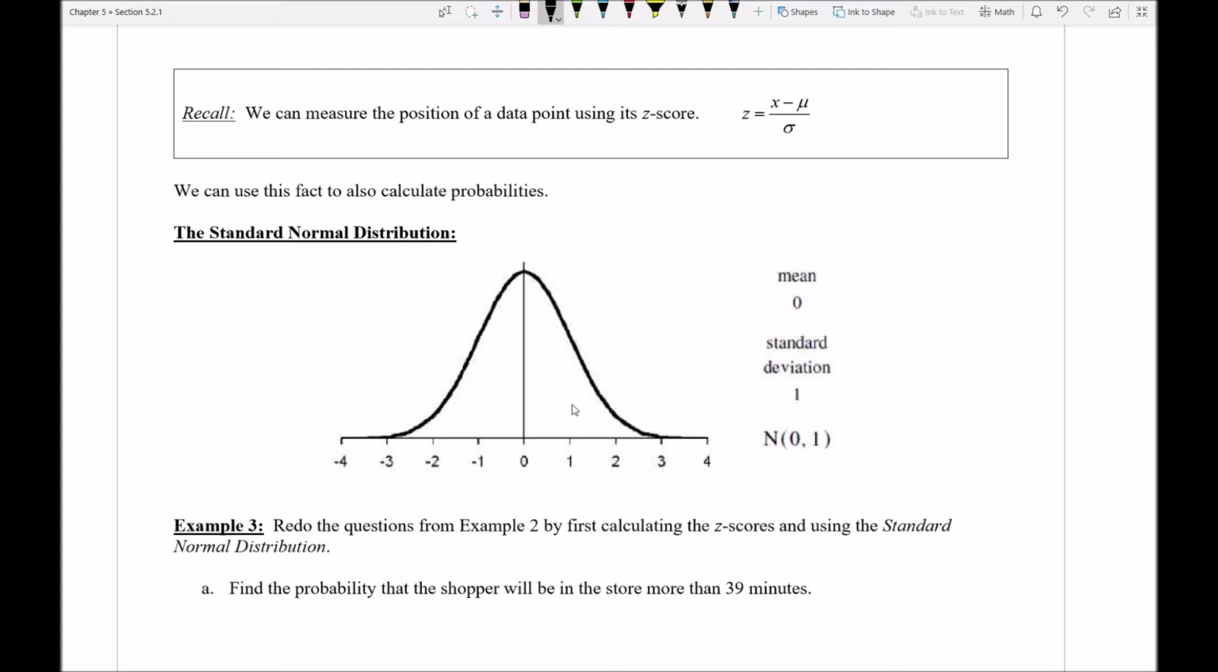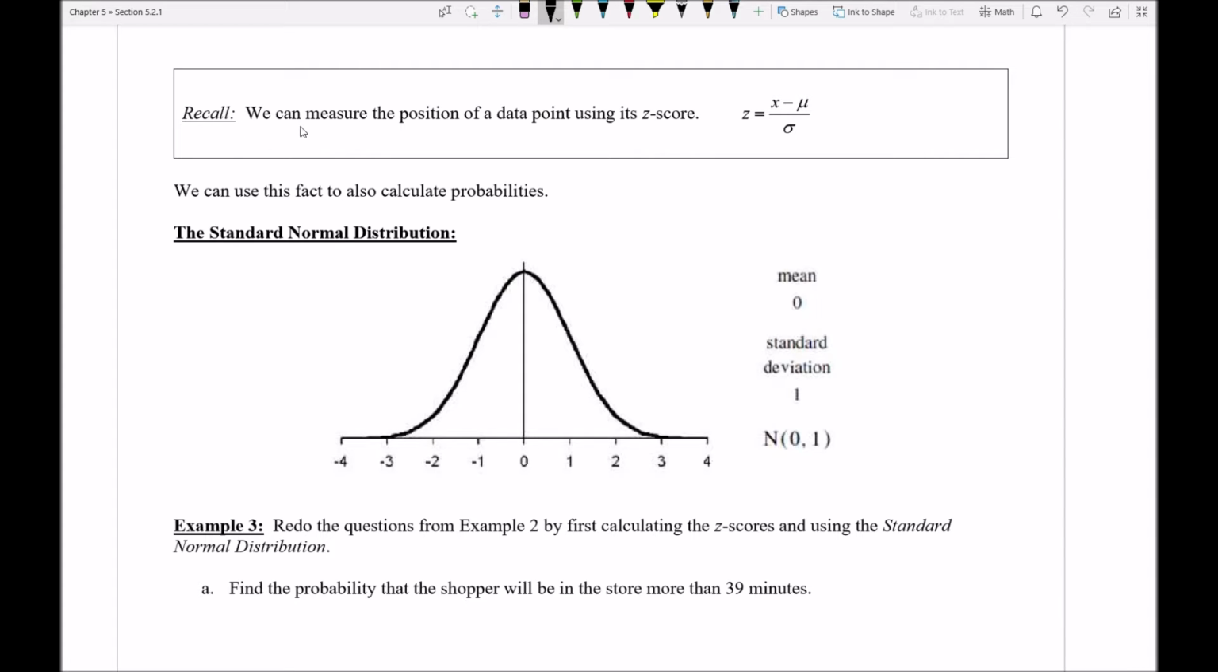So now we're going to turn our attention to take a look at a very special case of a normal distribution, what we call the standard normal distribution. Now, to give us a little bit of a guide into this, let's take a look at what we have in the box up above.